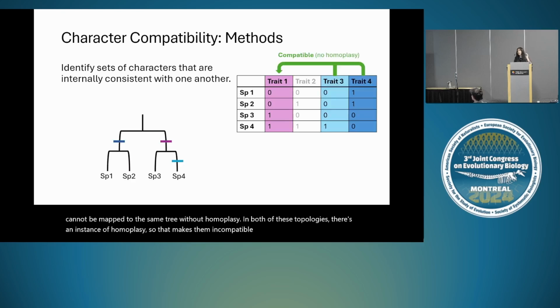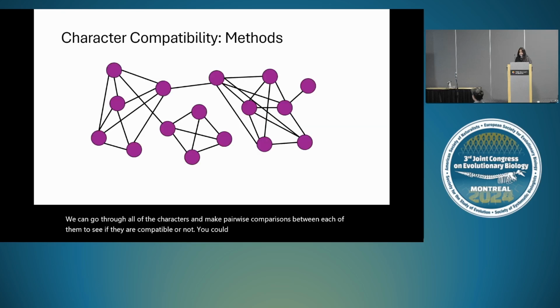But other traits can be mapped to the same tree without invoking any homoplasy. So in this case, traits 1, 3, and 4 are all agreeing with each other while disagreeing with trait 2. We can go through all of the characters and make pairwise comparisons between each of them to see if they're compatible or not. You could conceptualize it something like this graph, where each dot is a trait. And if you map the patterns of compatibilities between characters, you might start to see sets of almost discrete clusters. And these clusters can be thought of as the major factions of support for competing or conflicting relationships in the data.